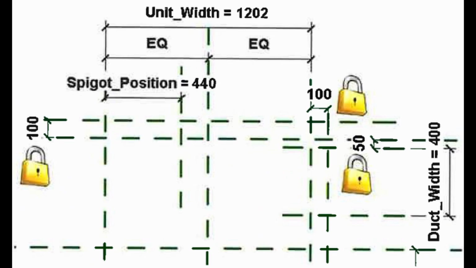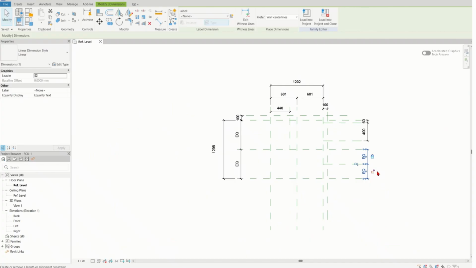Now we'll convert key dimensions into parameters. Select the far left dimension on the ribbon, click Create Parameter in the Parameter Properties dialog. Name the parameter unit_depth. Leave all other settings as default. Click OK. Repeat this process to create unit_width, duct_width, spigot_position. Next, lock the 3 dimensions marked with padlock symbols in the diagram.